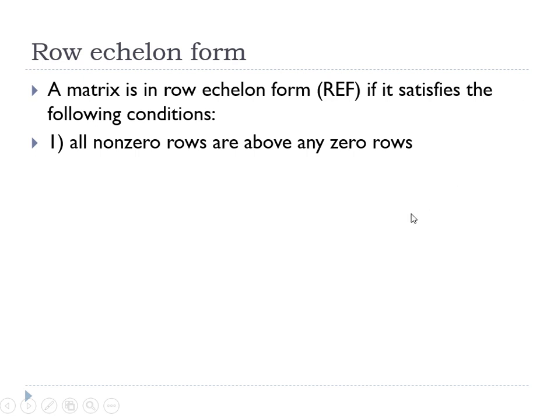It has to satisfy these three important conditions. The first condition is that in a matrix all the non-zero rows should be above and all the zero rows should be at the end of the matrix. All the non-zero rows should be at the top of the matrix, and all the zero rows should be below the non-zero rows.